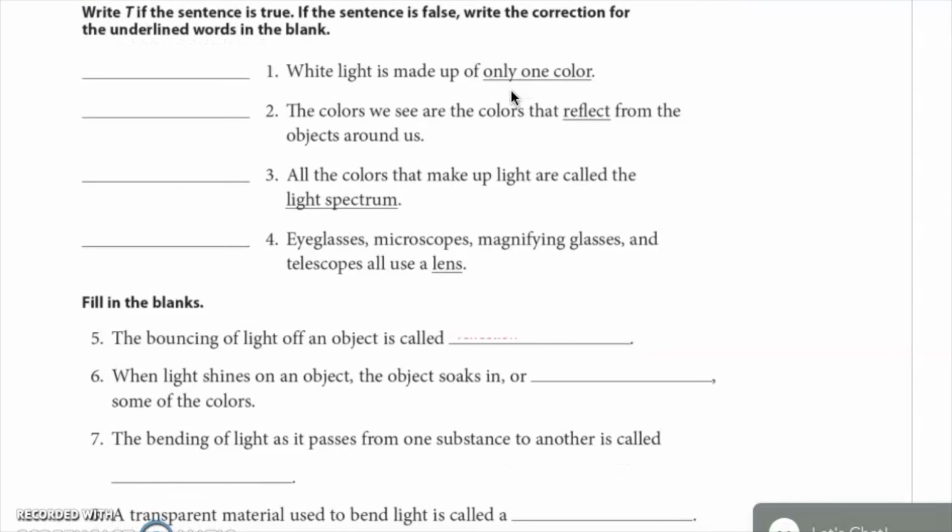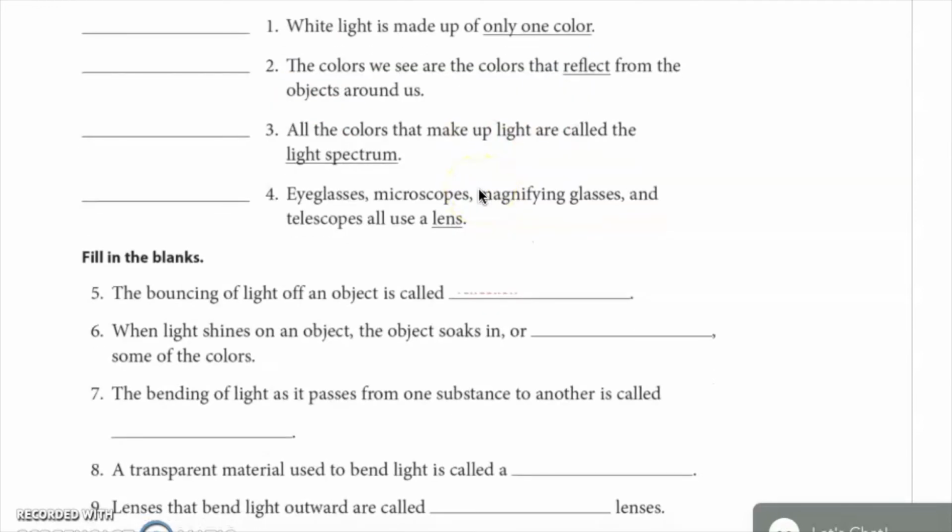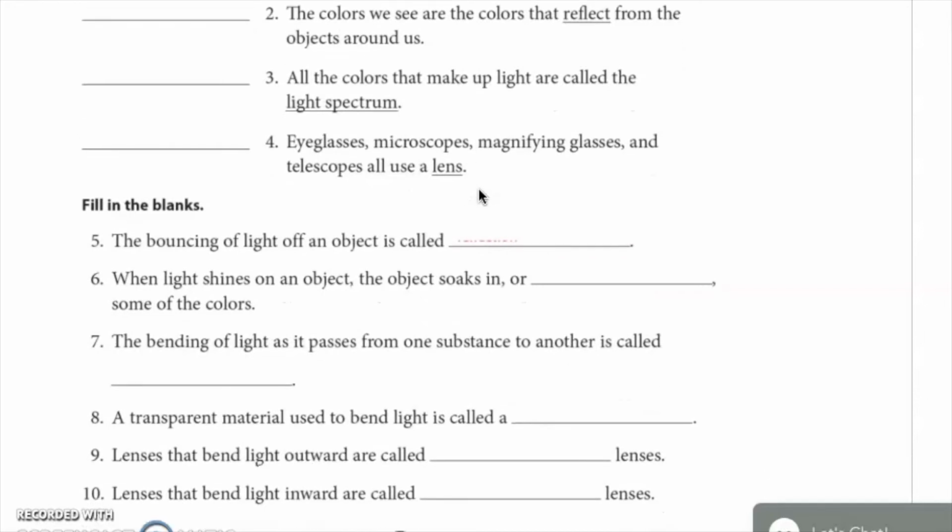And number 2, the colors we see are the colors that reflect from the objects around us. Please remember the previous lesson, and do you remember the bouncing of the light? What does that tell you? And number 3, all the colors they make of light are called a light spectrum. Is it really light spectrum, or is it called something different? Number 4, eyeglasses, microscopes, magnifying glasses, and telescopes all use a lens. This is our main topic, right?